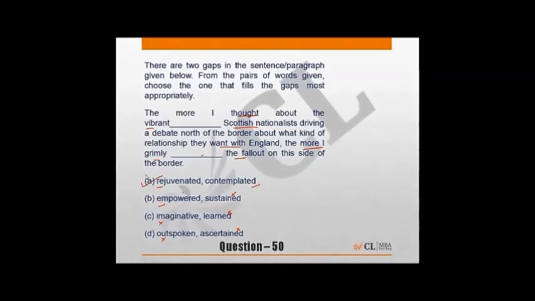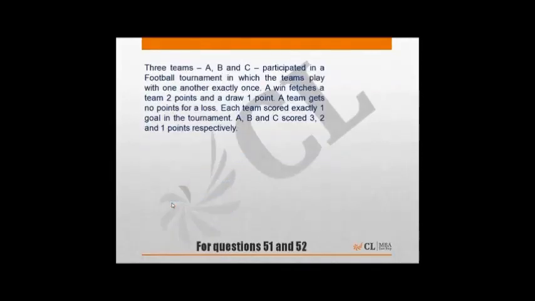The more I thought about the vibrant, rejuvenated Scottish nationalists. In fact, the word vibrant should also give a hint to the word rejuvenated or empowered. Driving a debate north of the border about what kind of relationship they want with England. The more I grimly contemplated the fallout on this side of the border, perfectly fine. Questions 1 to 52 were a set of questions of LR.